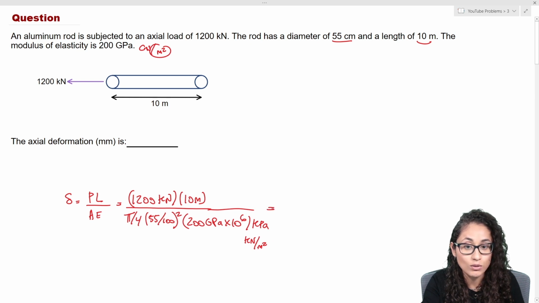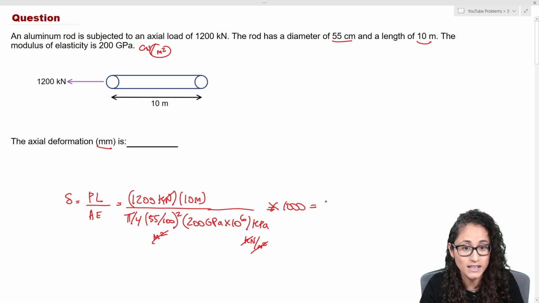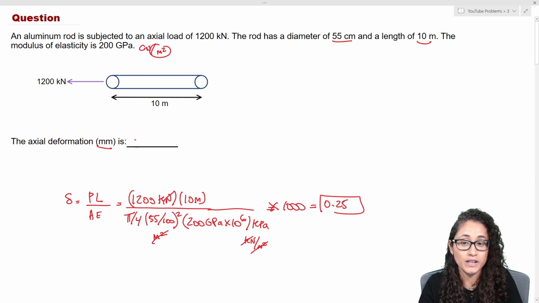Now let's take a look at our units. We converted this to meters, so this is actually meters squared. The meters squared is going to cancel with this meters squared. Kilonewtons cancels with kilonewtons, and then we're going to be left with meters, okay? Now we want the answer in millimeters, so we actually have to divide this by 1,000 so that we get millimeters. Now, if you plug in these numbers, you're going to get 0.25, and this is going to be the deformation. So we can come here and just insert the answer.